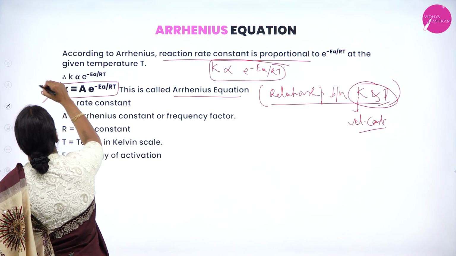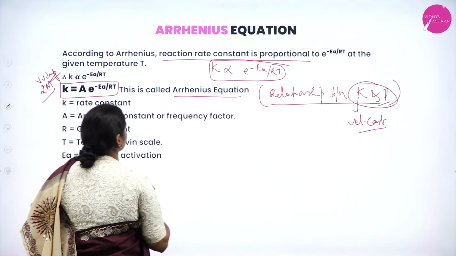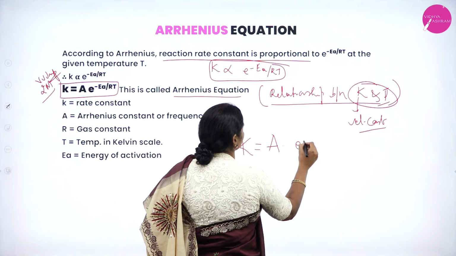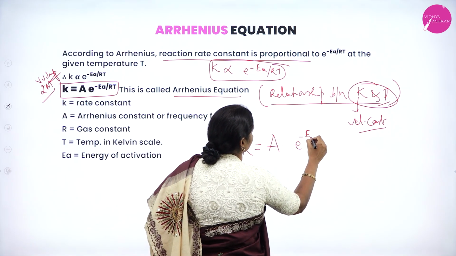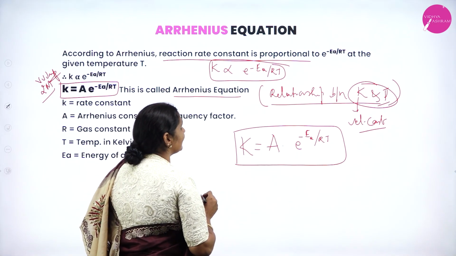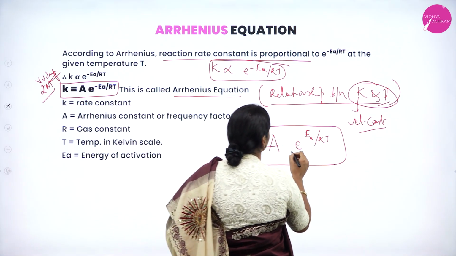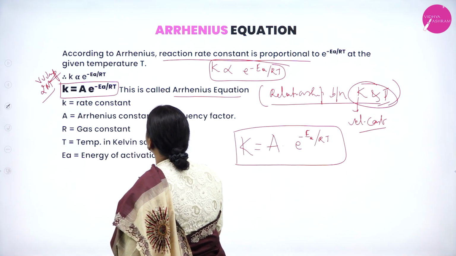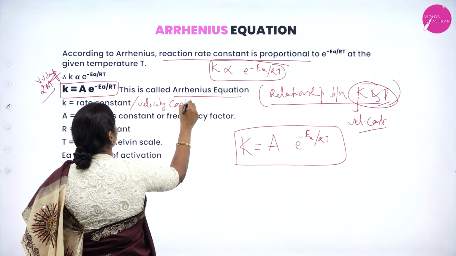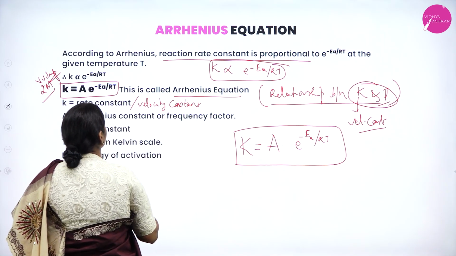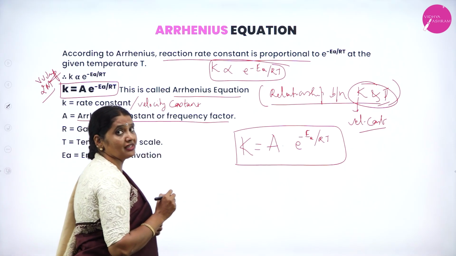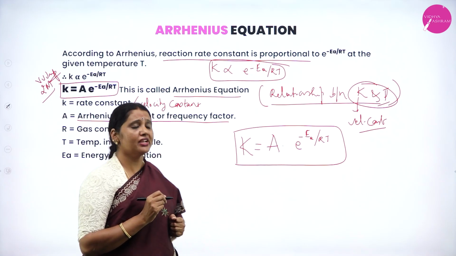This is called the Arrhenius equation. Two mark, very important question for your board. K is equal to A into e to the power of minus Ea by RT. What is the Arrhenius equation? The Arrhenius equation is K is equal to A into e to the power of minus Ea by RT, where K is rate constant or velocity constant, and A is called the Arrhenius constant or frequency factor.